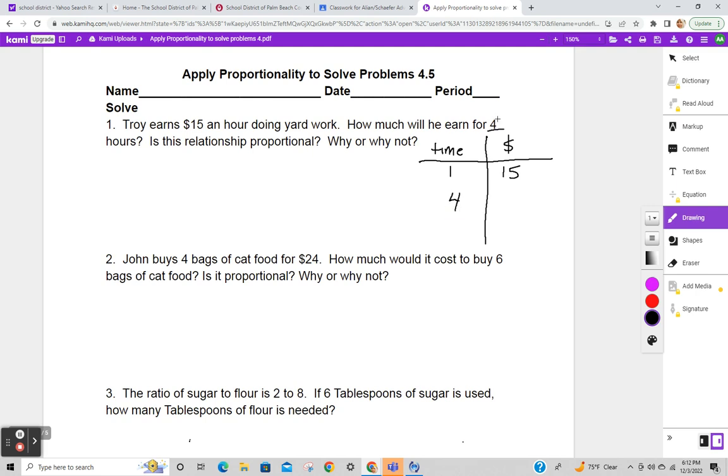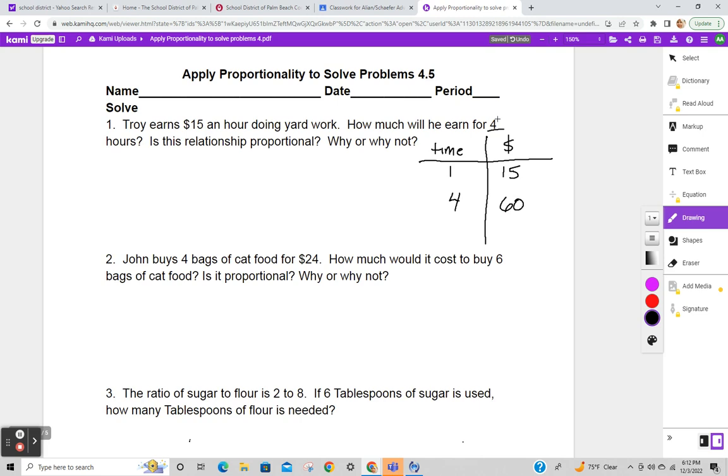So what we can do here is go back and look up here. 15 divided by 1 is $15. Basically, that is the unit rate. So if he works 1 hour, he is making $15. 4 times 15 is 60. So let's see if this is proportional.